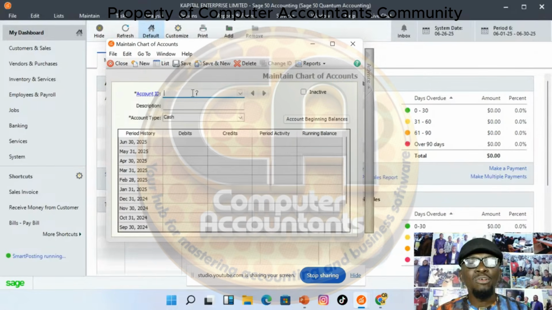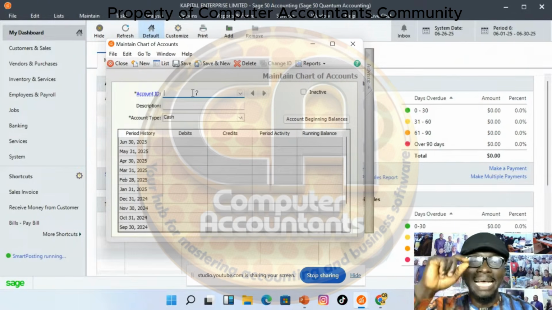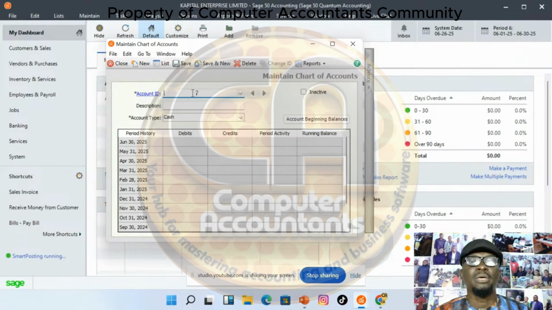So the account ID is the number that the user assigns to each ledger. Most businesses, based on their accounting and business policy, have a clause that you must assign numbers to accounts so that you don't just create accounts indiscriminately. That is how a standard company works. Numbers must be assigned to the charts or ledgers.